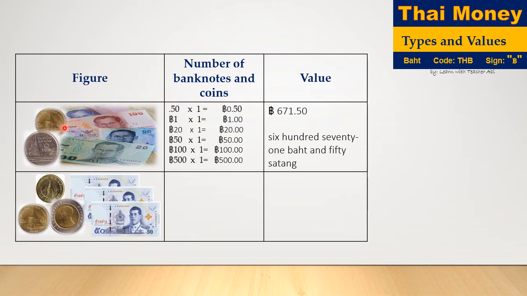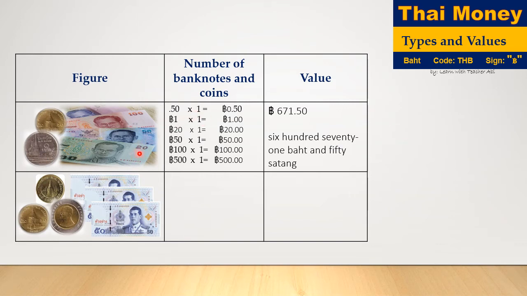Okay, so we have satang here, so 50 satang. You need to write the decimal point and then 50. And how many? 1. Okay, next one. We have here 1 baht, so the sign and then 1. How many 1 baht? 1.